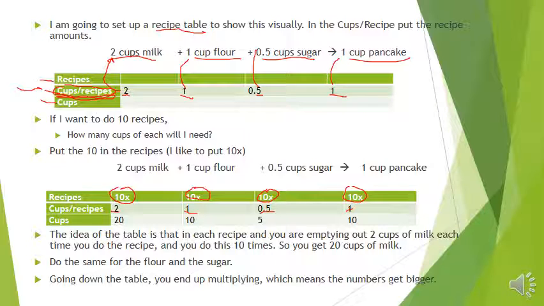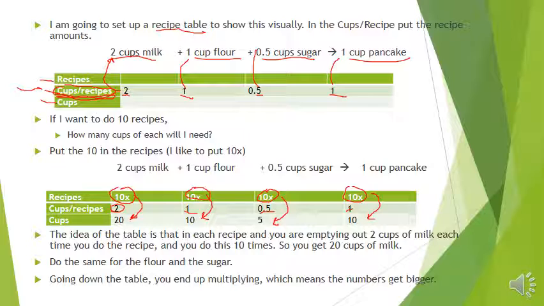Every time I do it, I need 2, so I'm going to do it 10 times, so 20. Every time I do it, I have 1, so it's 10. 0.5 10 times is 5, and 1 10 times is 10. And if you go back and look previously, that's what we got from just thinking about it.